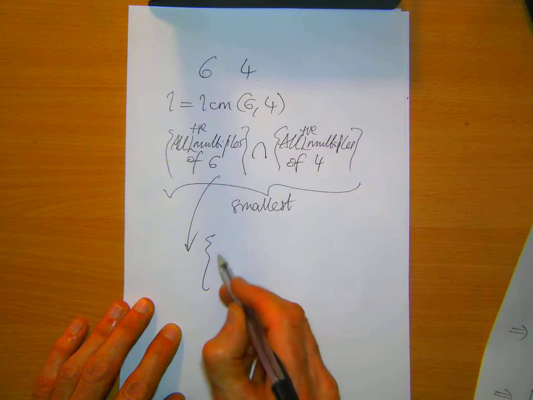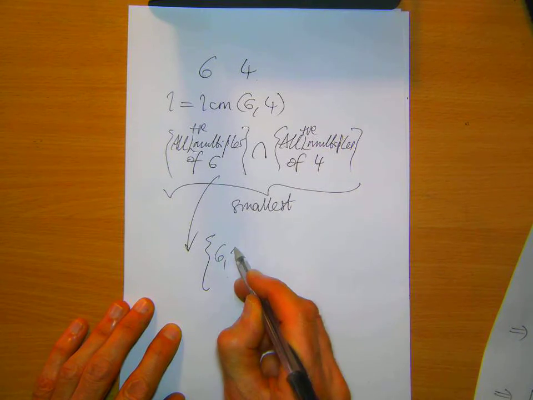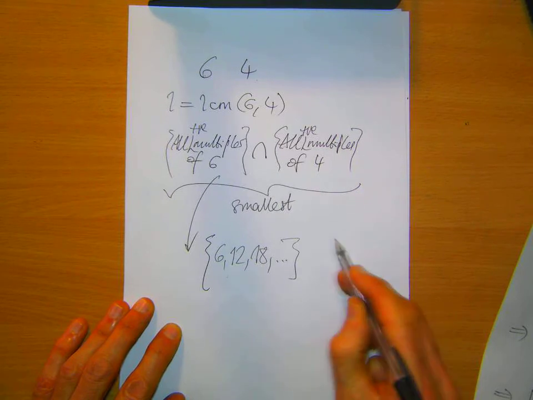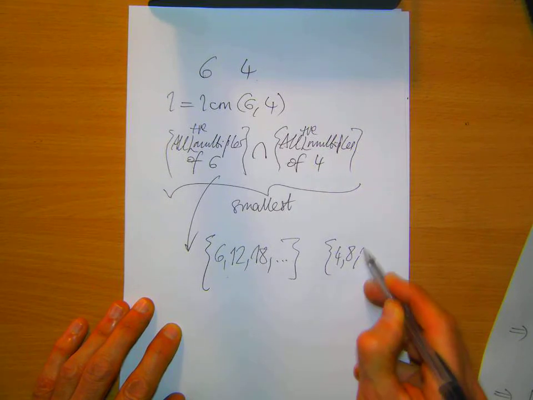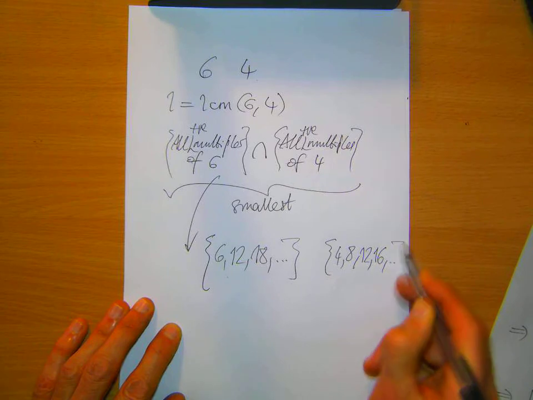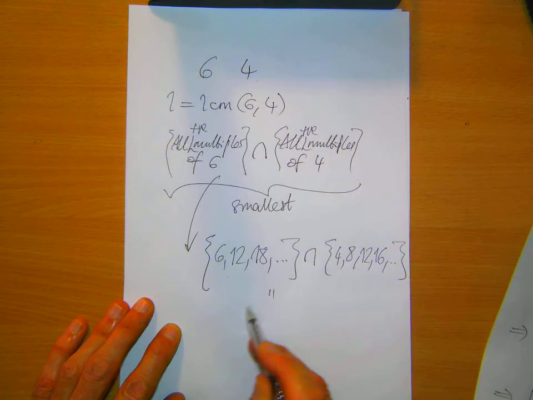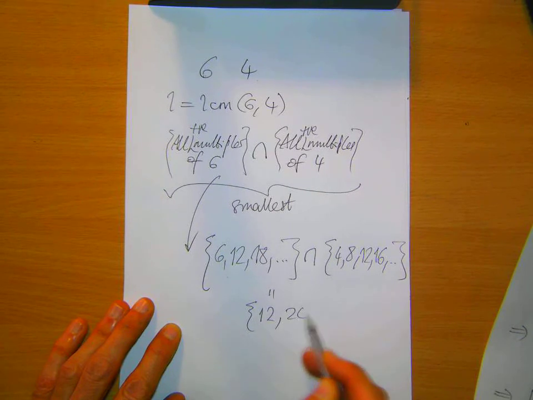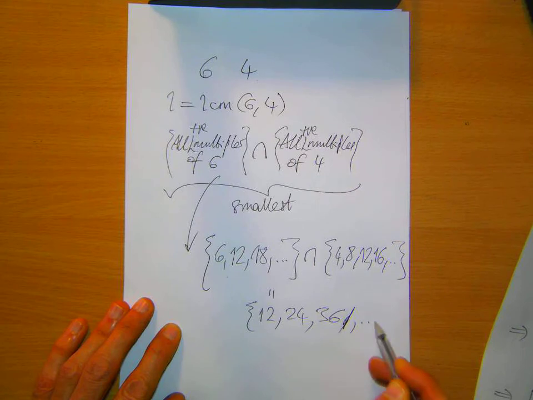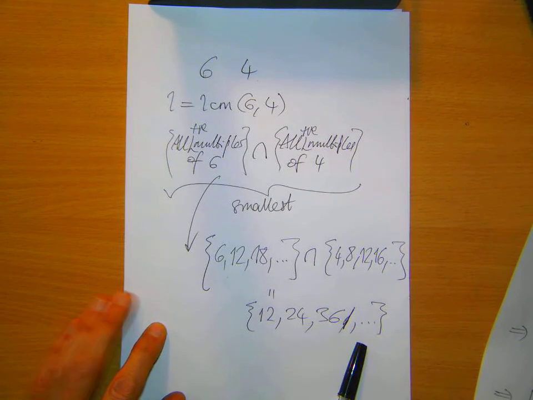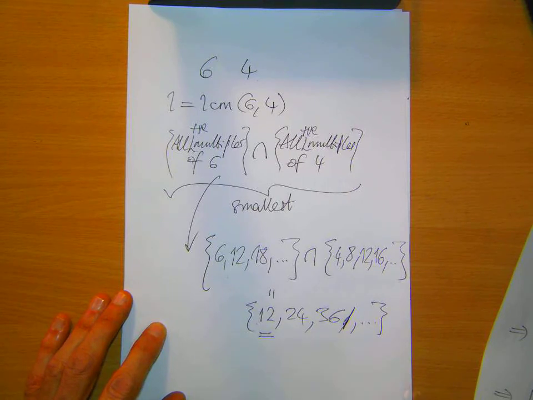So this set contains 6, 12, 18 and so on, and this set contains 4, 8, 12, 16 and so on. So the intersection of these contains in fact 12, 24, 36 and so on. Okay, so these are all the multiples of 6 and of 4, and the smallest one is 12.